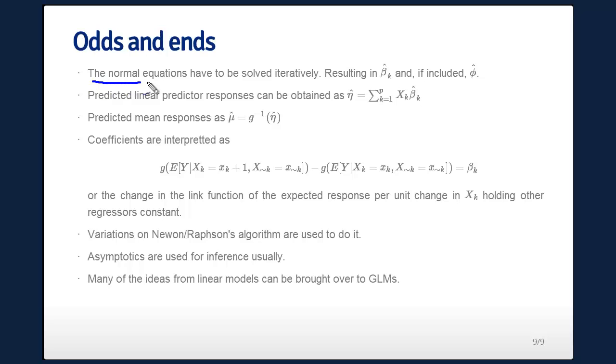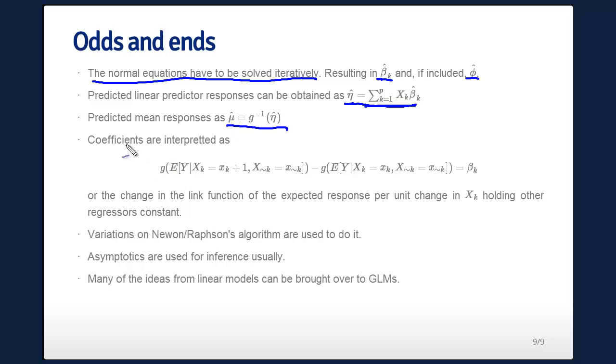These normal equations have to be solved iteratively. You can't write out a solution except in special cases like when the link function is an identity and you have the linear model. But nonetheless, you wind up with beta k hat and phi hat if you include this overdispersion parameter. And then your linear predicted responses can be predicted on the linear predictor space as this guy, where we just plug in our beta hats. So for example, if we want to predict the logit probability of success, then we would put that in there. And then if we want to predict the probability of success from a Bernoulli GLM, we would have to invert these predictions and get the mu hats.